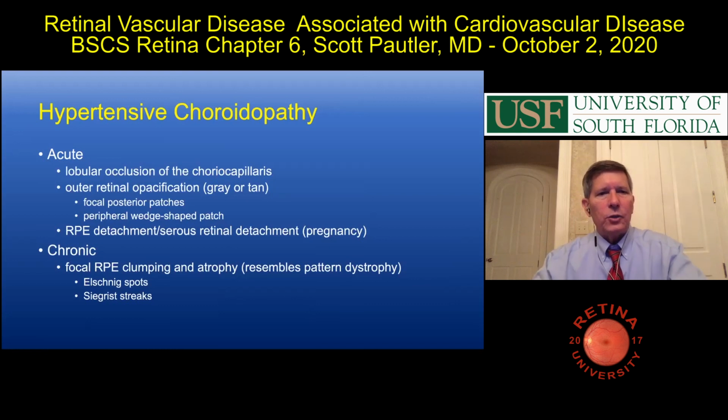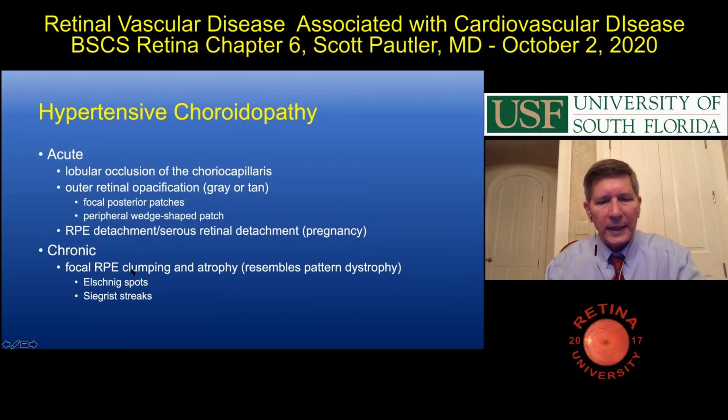You can get lobular occlusion of the choriocapillaris. And with this, you get some degree of outer retinal opacification, but it can be fairly subtle. And in acute hypertension with all the retinal hemorrhages and cotton wool patches, they can often be overlooked. There's probably no critical reason to identify acute hypertensive choroidopathy because you'll identify the retinopathy, but be aware that it's there. In the periphery, you can get wedge-shaped patches of opacification due to occlusion, especially in pregnancy. RPE detachments, serous retinal detachment is seen. Now, chronically, you'll just get the RPE clumping and atrophy in the distribution of the occlusion.